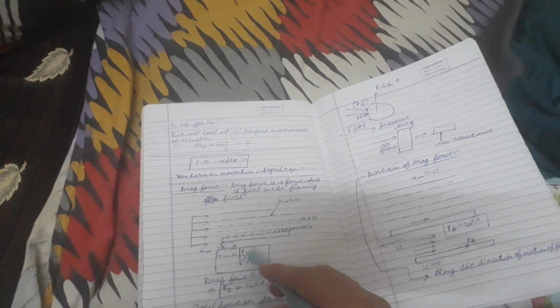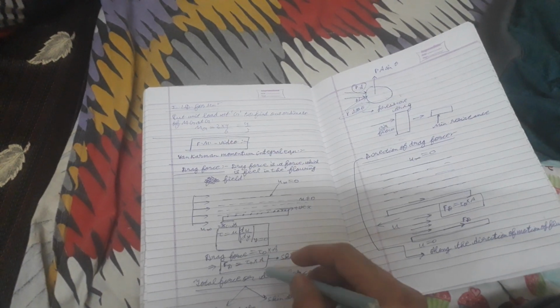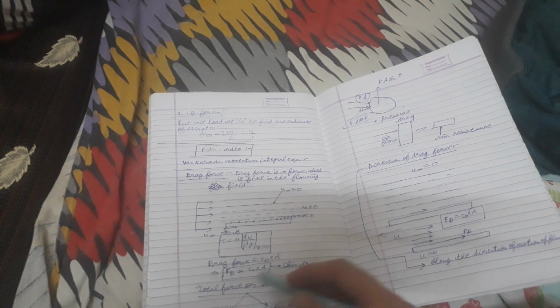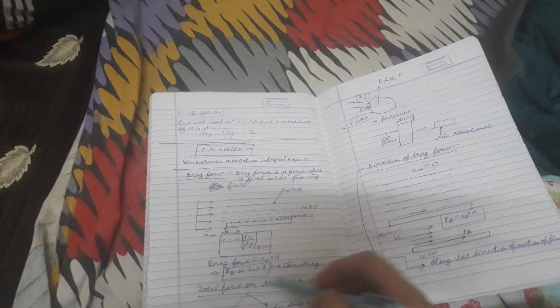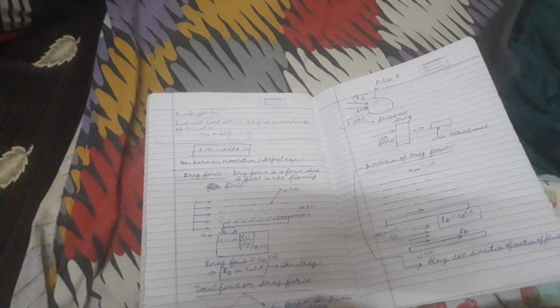Tau is equal to mu into du by dy at y equal to 0. Drag force is equal to tau naught into A, which implies Fd is equal to tau naught into A, which is skin drag. The total force or drag force has two parts: drag force due to pressure, or pressure drag, and skin drag, or skin friction drag.